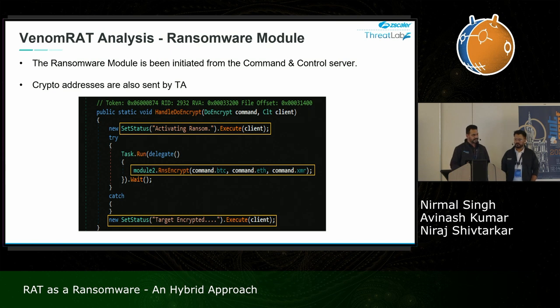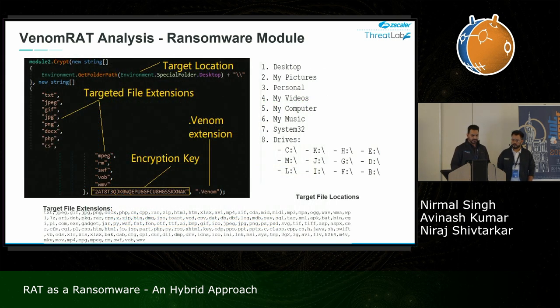Regarding the ransomware module, it was not enabled by default. For enabling it, it requires CNC communication. Apart from that, it also requires the crypto addresses, whether the author would use Bitcoin or any other cryptocurrency. That information will be provided by CNC, and all other things, including the encryption key that I mentioned here.